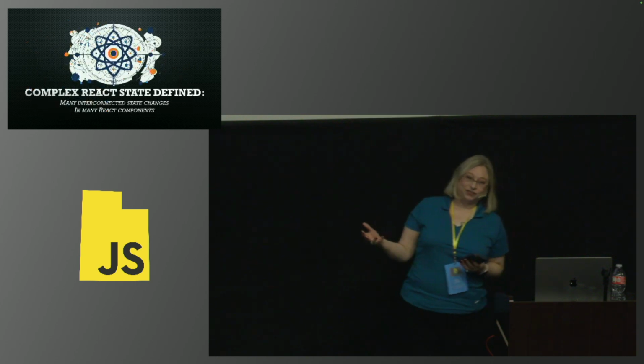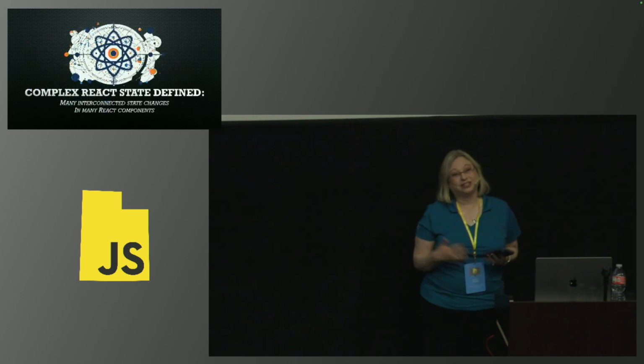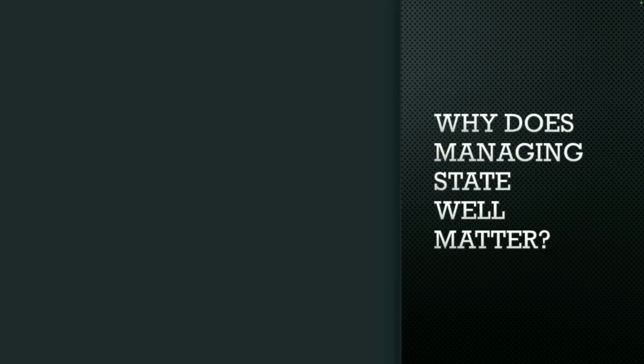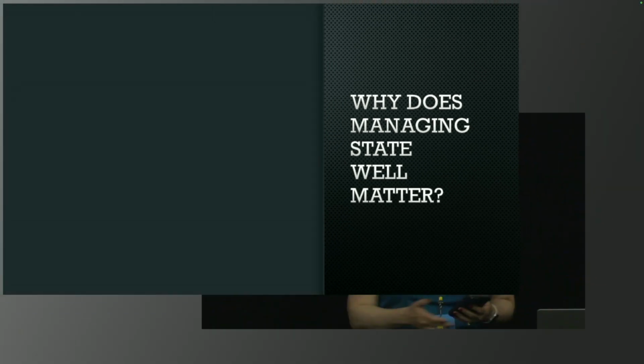But if you're already here, you're here for complex state. So let's talk about complex state. What is that? It's many interconnected state changes in many React components. I was practicing with my slide deck up, and I just had one slide up, my useState slide, and somebody came down and said, are you going to talk about more than useState, or is that your talk? I was like, oh, wait, there's more. There's so much more to React than useState. There's a lot to it. So why does it matter that we know all the things?